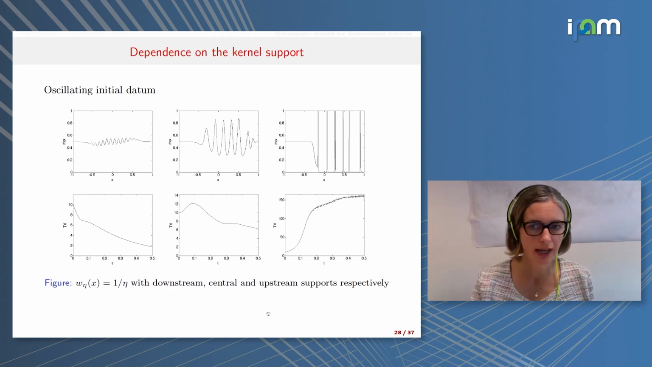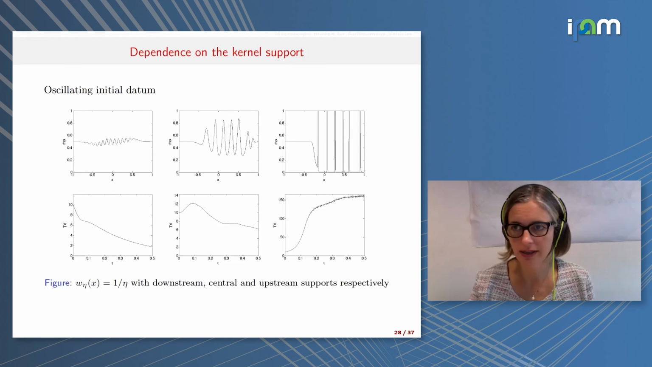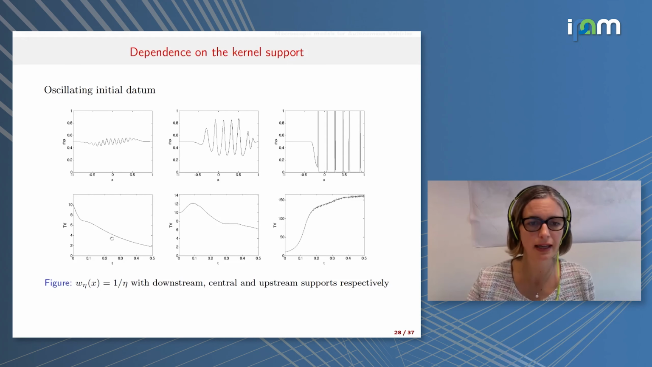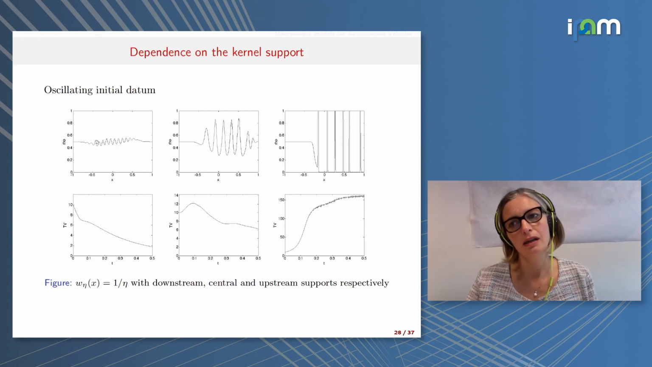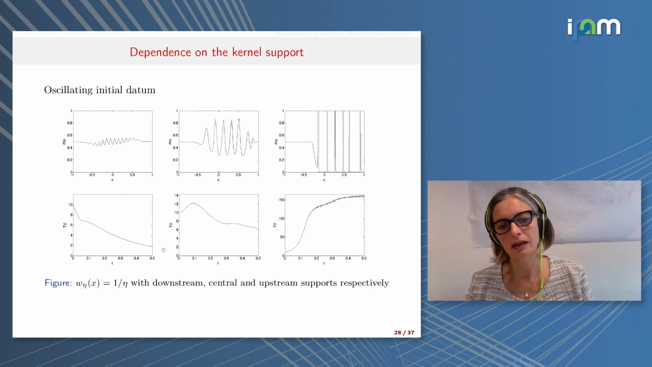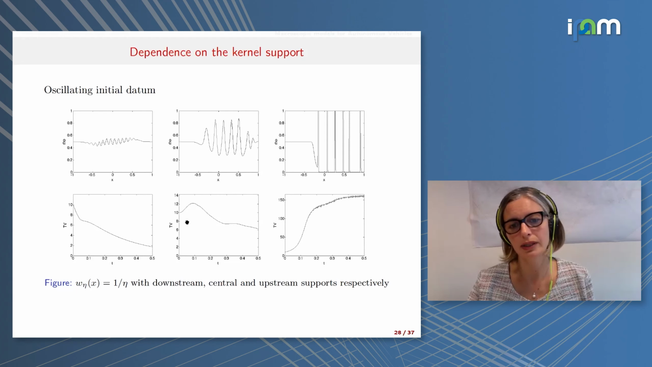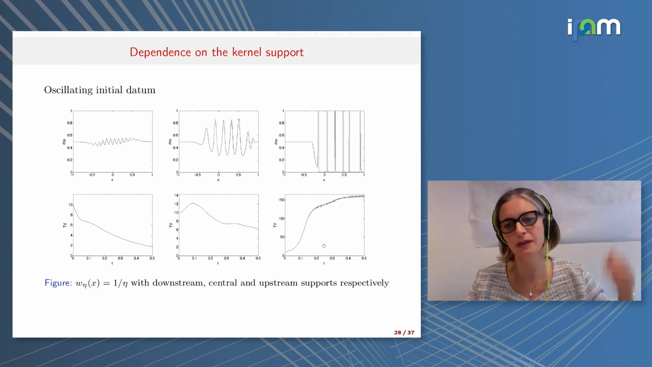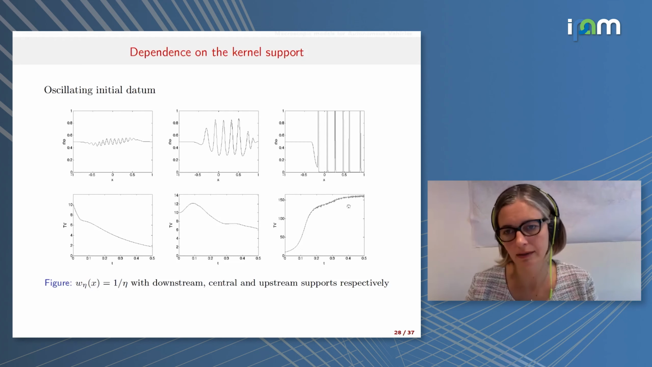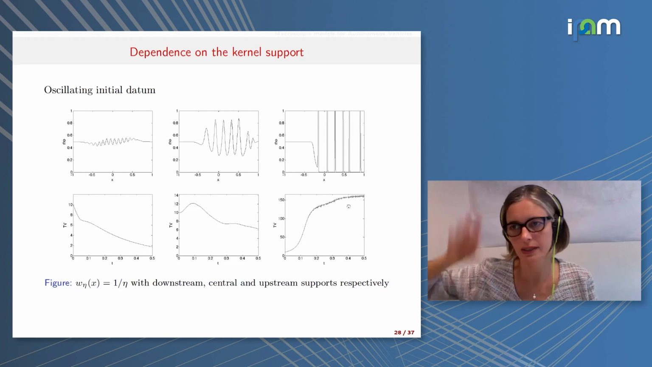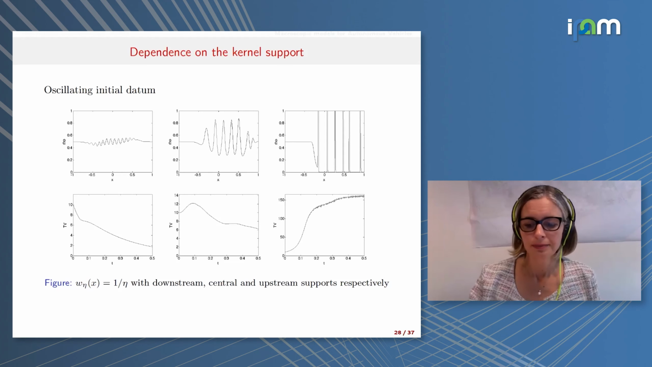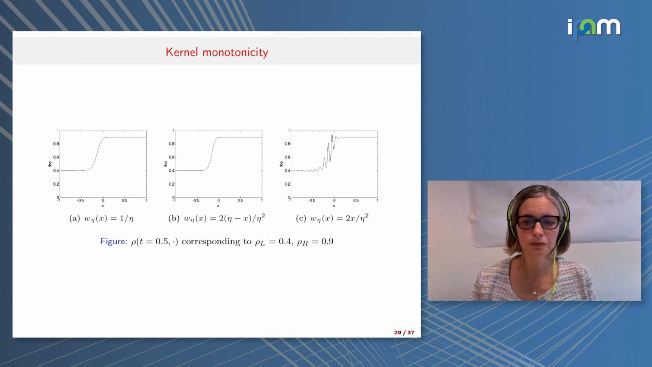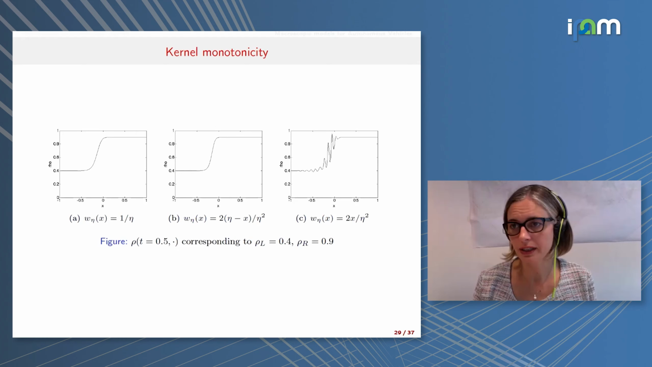And okay, you can run other simulations and see that again, when you take the downstream kernel, the oscillations decay more quickly than with a central kernel. And if you look upstream, things go really badly because the oscillation increases and increases.